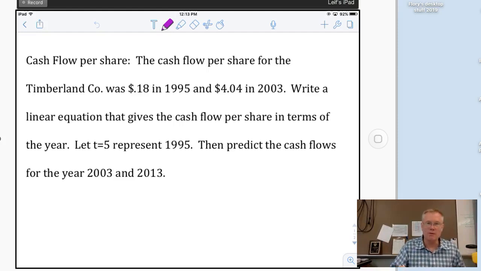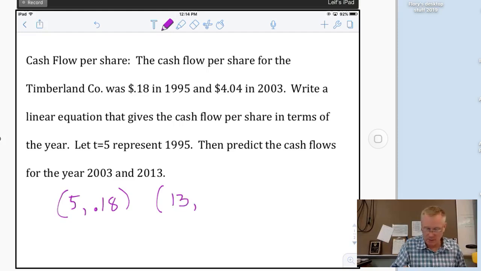Okay, so I'd like to have an equation for this. A linear equation, which means if I was to take, this is the year 1995, so we're starting at 1990. For each year after that, you add 1. So 5 is really 1995. 10 would be 2000. 2013 would be 23 years between 1990 and 2013. All right, so it's 5 and 0.18. The other point we have is the 2003, which is 13 years after 1990, and 4.04.